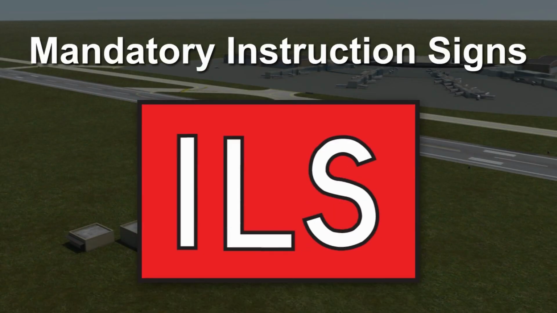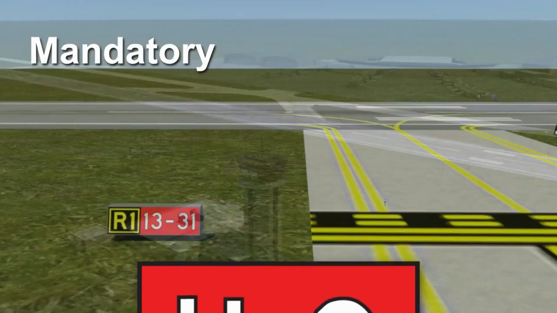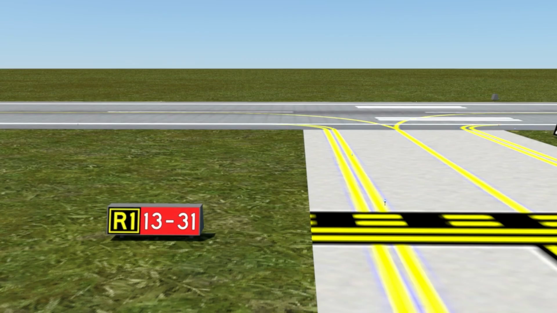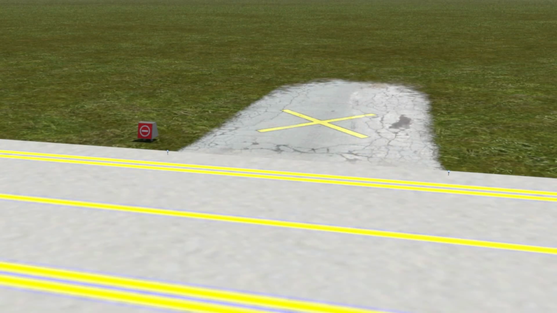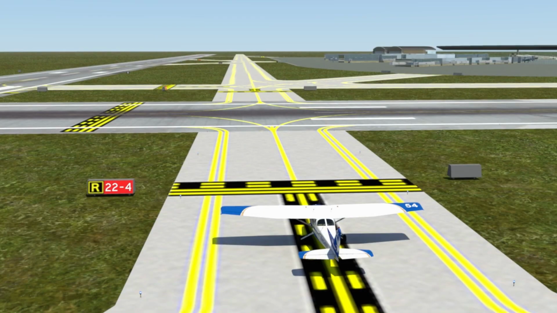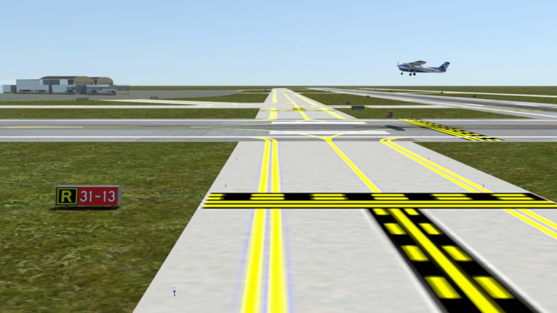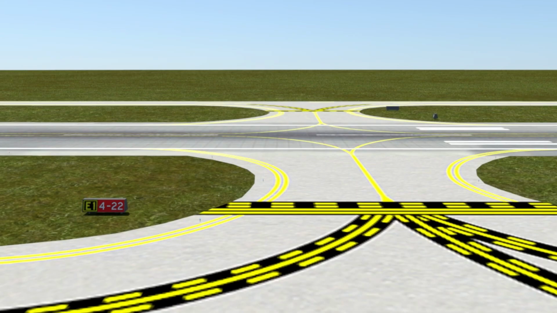Mandatory instruction signs have a red background with white text. They are used to identify an entrance to a runway or critical area, or an area where an aircraft is prohibited from entering. These signs are most prominently used as runway holding position signs and are located at the same locations as runway holding position markings, alerting the pilot where the runway environment begins. The runway numbers on the sign are arranged to indicate which direction the beginning of each runway is.